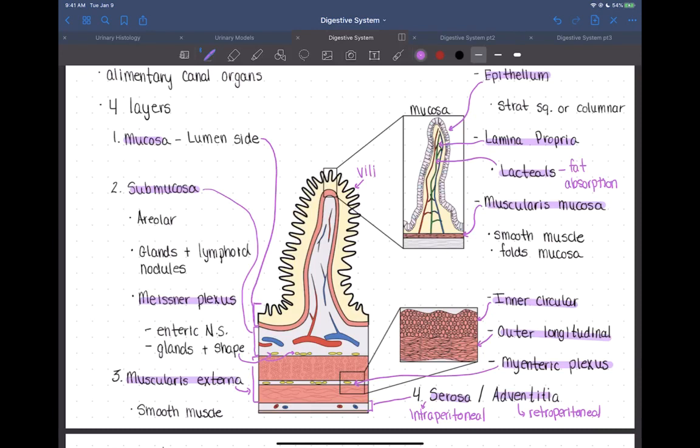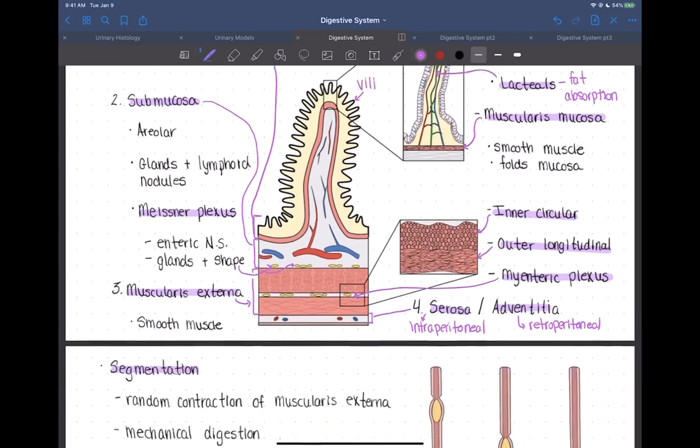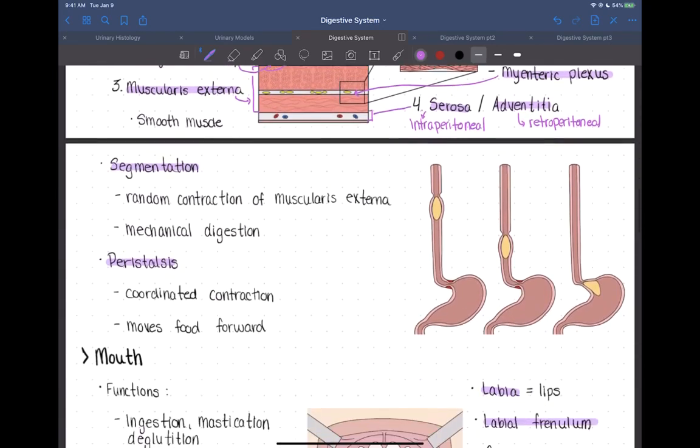Okay, good. So one last little topic pertaining to that muscularis externa. All right, we mentioned that it's responsible for the movement of that organ. And so there's two specific types of movement that we could be talking about that you should really be able to differentiate between. It's extremely important. And so the first one is segmentation. Okay, so segmentation is random contraction of that muscularis externa along that organ.